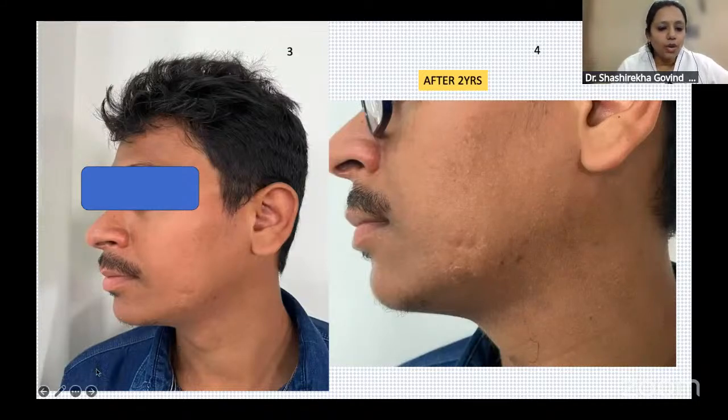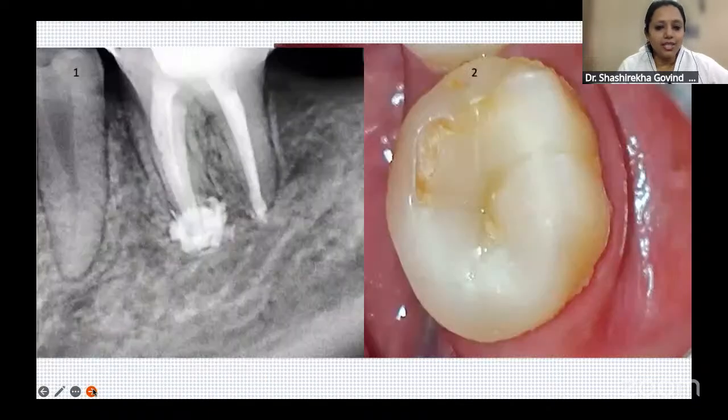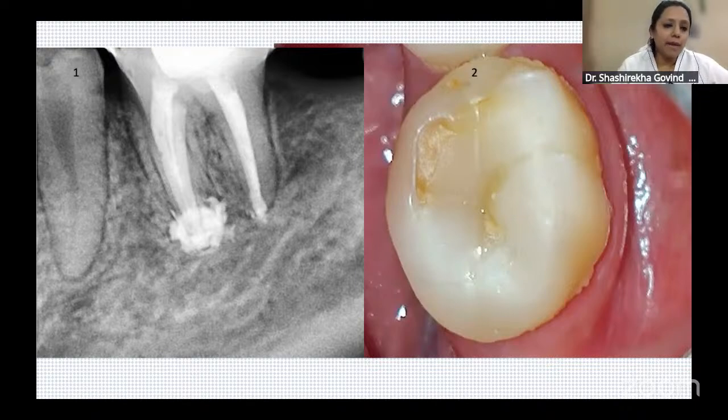He was so happy, and seeing him, the satisfaction you get is amazing. This is a radiograph after obturation, and here I didn't give any crown. We did only a cusp capping with direct composite. We wanted to see how effectively it heals up. So this is how the radiograph is after 2 years.